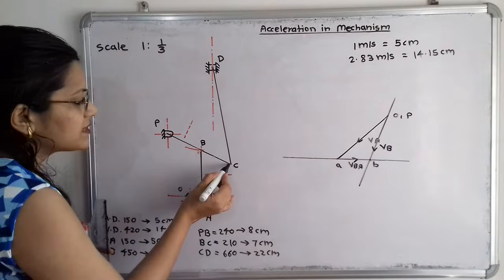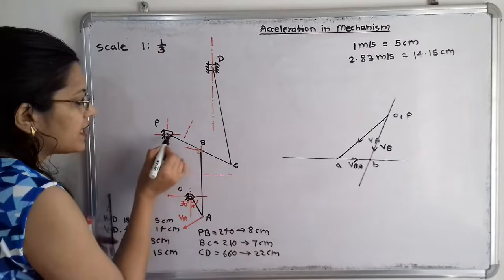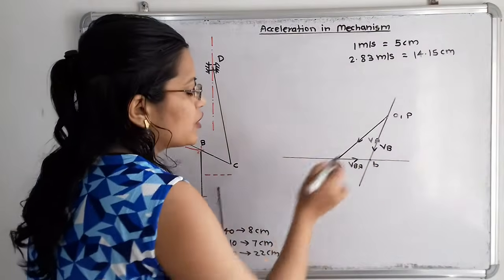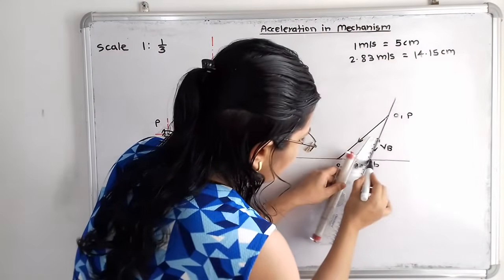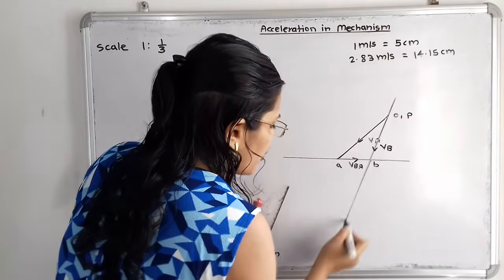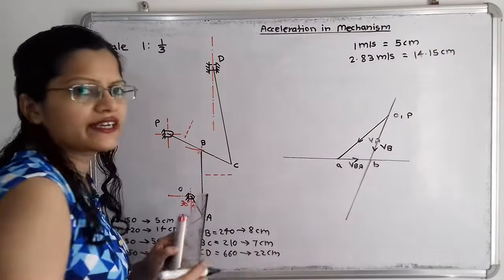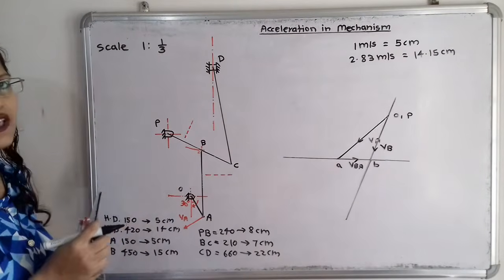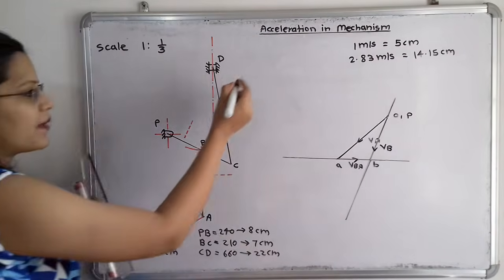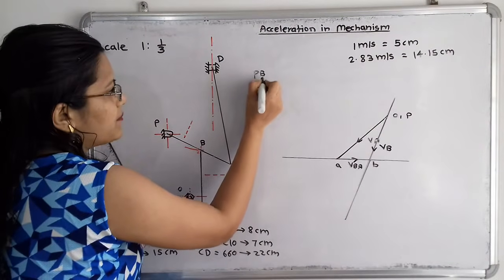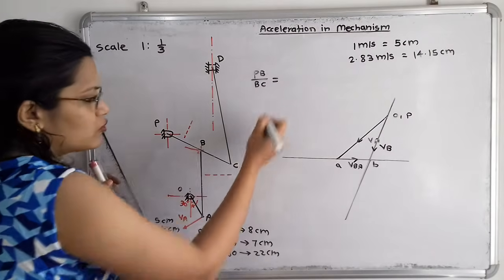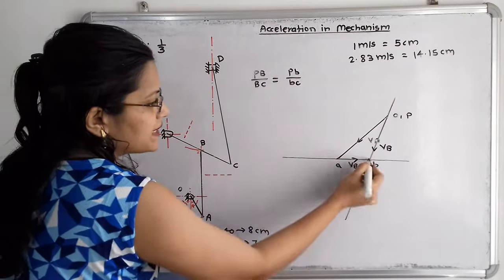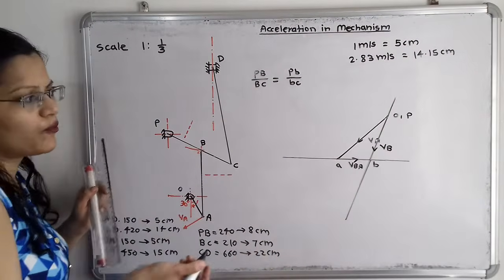So the next point is C, but this C is on the line PB extended. Here is the link PB. We will extend this link PB, and the location of point C is somewhere on this extended PB. So how to locate that? For that we will consider a ratio. If we observe this space diagram, I will consider PB divided by BC. Now this BC is unknown, that is, the location of point C is unknown.